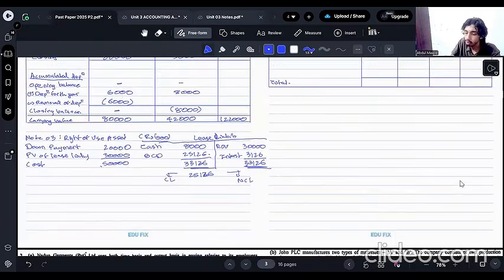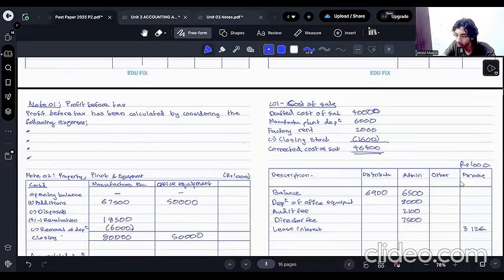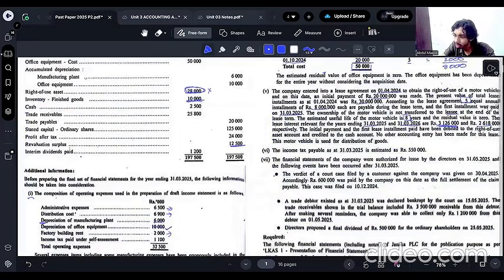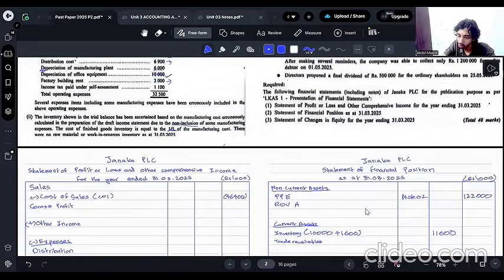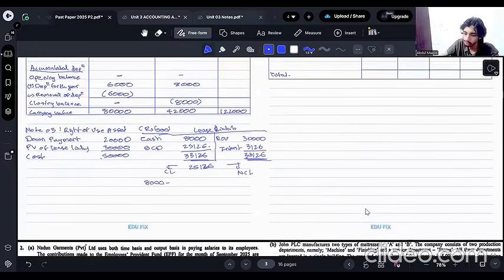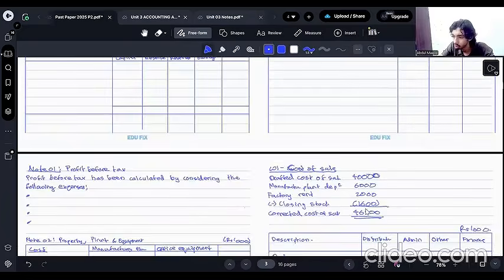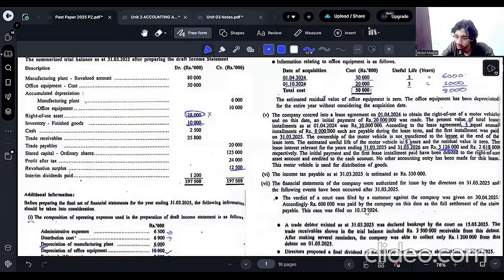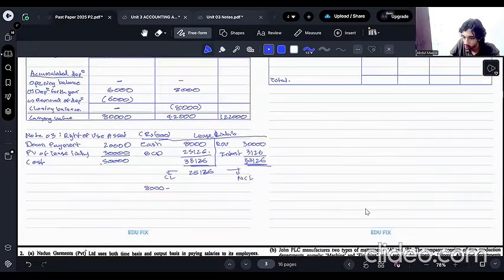Okay, current liability, how do you find? Next year's installment minus next year's interest. Every year the installment will be 8,000, right? Installment amount is always 8,000. Next year's interest is given here, 2,618. So the current liability will be 8,000 minus 2,618, that is 5,382.